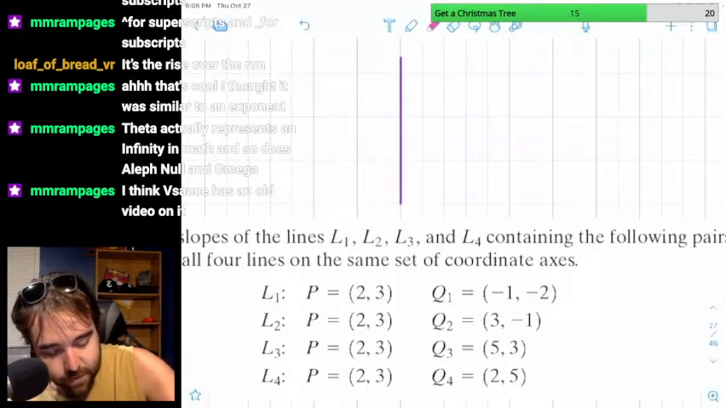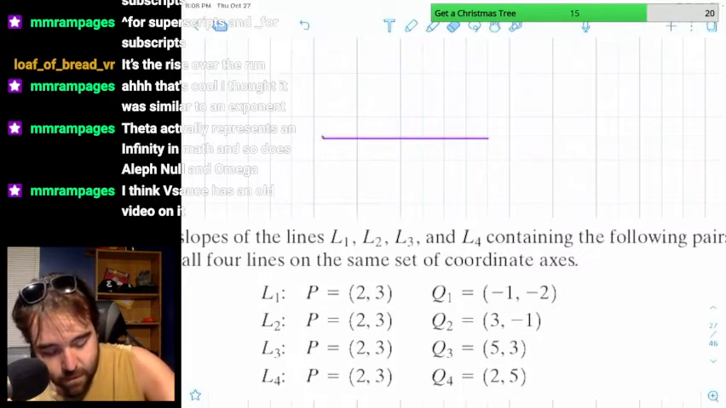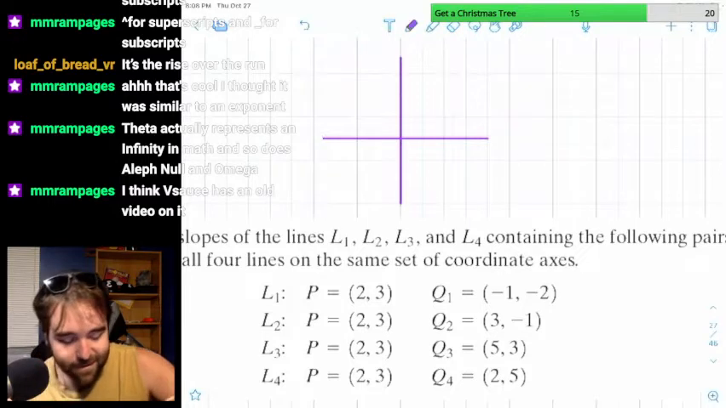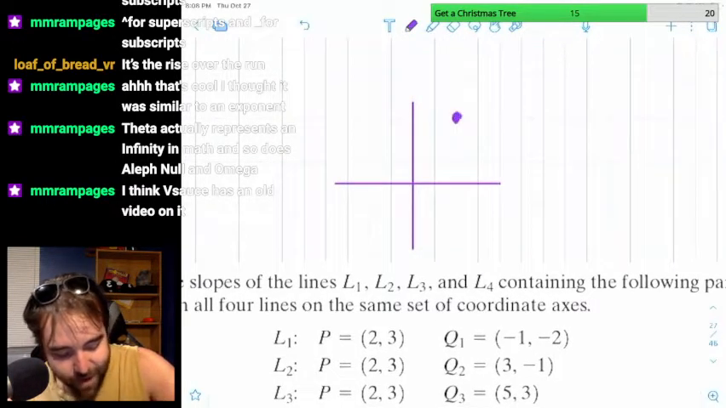Oh, but we're going to have trouble plotting because look at what my Apple Pencil is doing. Well, that works. So we'll draw our axis. Try that again. That one worked. So there's our axis. And so we're going to plot the point 2, 3 and the point -1, -2.